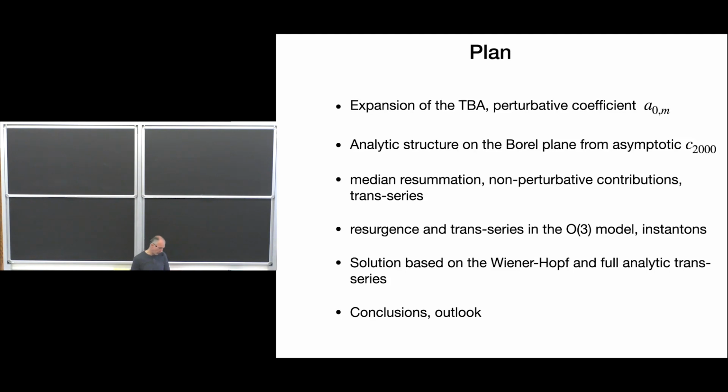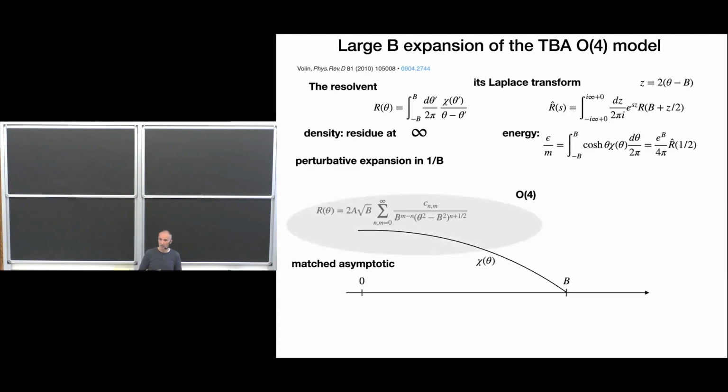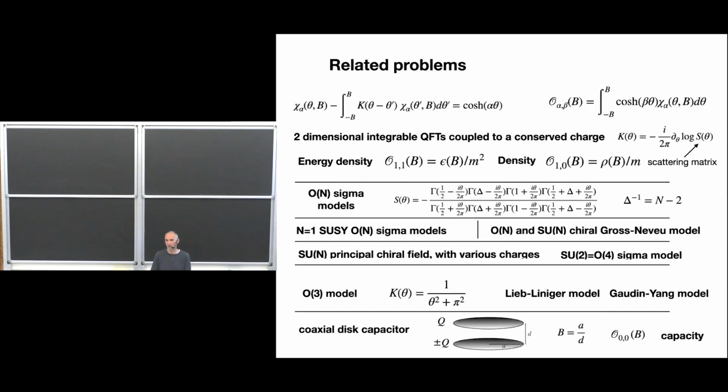And then we will ask the question whether the perturbative part actually determines all non-perturbative corrections. In the O4 model, they determine all of them, but in the O3 model, they don't. The O3 model is very special because it has instantons. All the other ON models don't have instantons. So it seems somehow the instantons are not captured by the asymptotics of the perturbative guys. Then I will present the full solution based on the Wiener-Hopf method, and I will conclude.